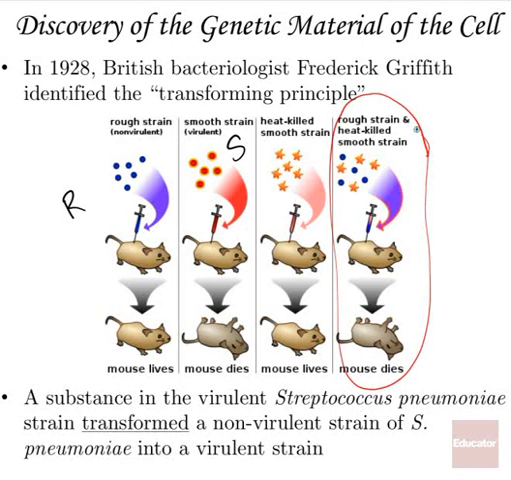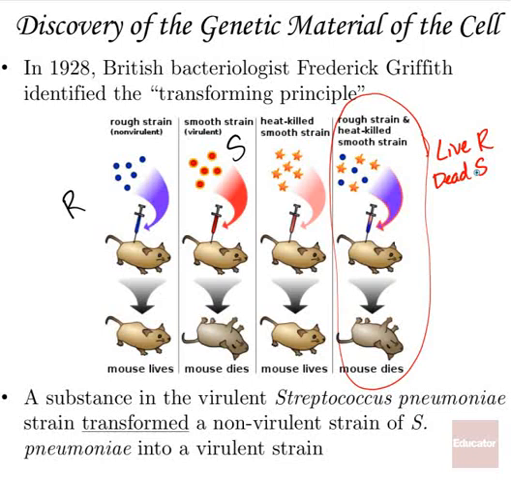He took live R strain, which is non-virulent, and he took heat-killed or dead S strain. He mixed those together, injected into the mouse. And what did he find? Well, he found that the mouse died. And he found that he could recover live S strain.